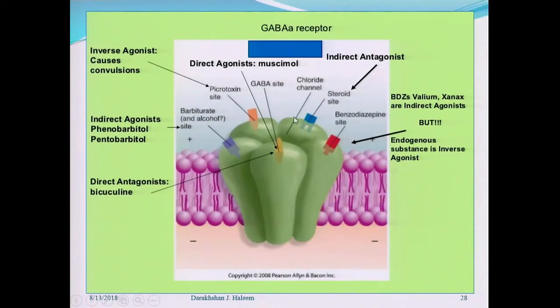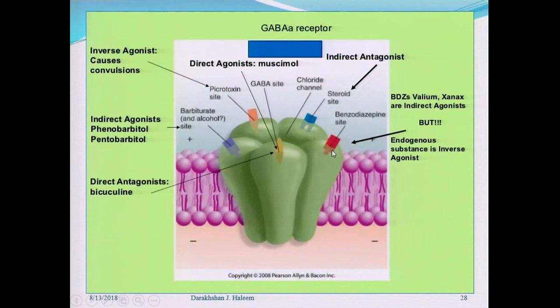There are sites for other compounds too. Indirect agonists like phenobarbital and pentobarbital bind and increase the frequency of the opening of the channel. Okay. Picrotoxin is an inverse agonist. So it has got negative intrinsic activity. Okay, and this will produce convulsion. Okay, too much excitation.